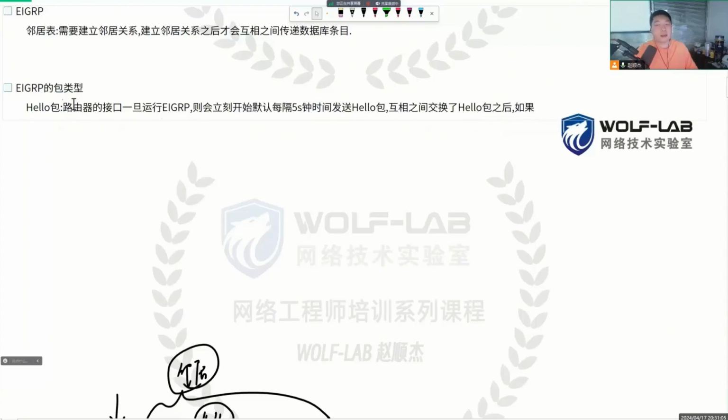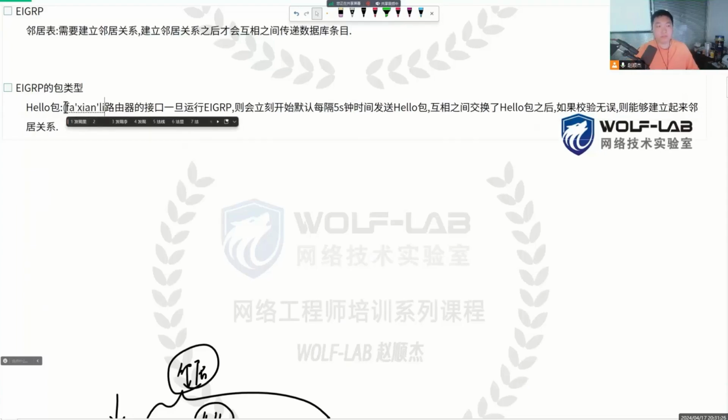The same on R2: hostname R2, line console 0, exec-timeout 0 0, logging synchronous. Then R3: hostname R3, line console 0, exec-timeout 0 0, logging synchronous. All right, initialization is complete for the 3 routers. Next, we configure the addresses of the 3 routers.